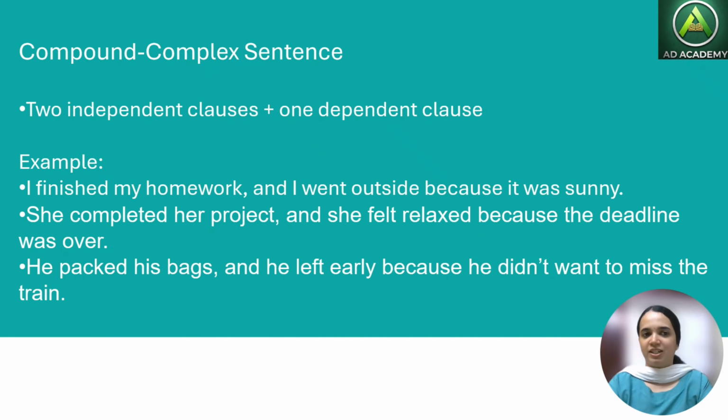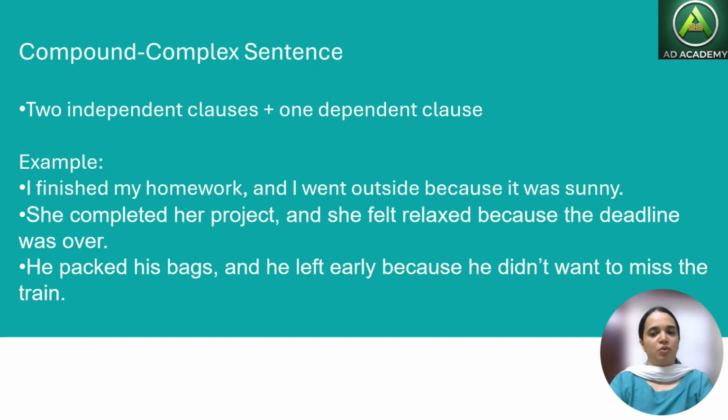Compound complex. If you know compound and if you know complex, you can mix them up, which means there will be two independent clauses, and in complex we can say one dependent clause. So two independent clauses plus one dependent clause. We can check the example. I finished my homework and I went outside because it was sunny. I finished my homework is an independent clause, and I went outside is an independent clause, and because it was sunny is a dependent clause.